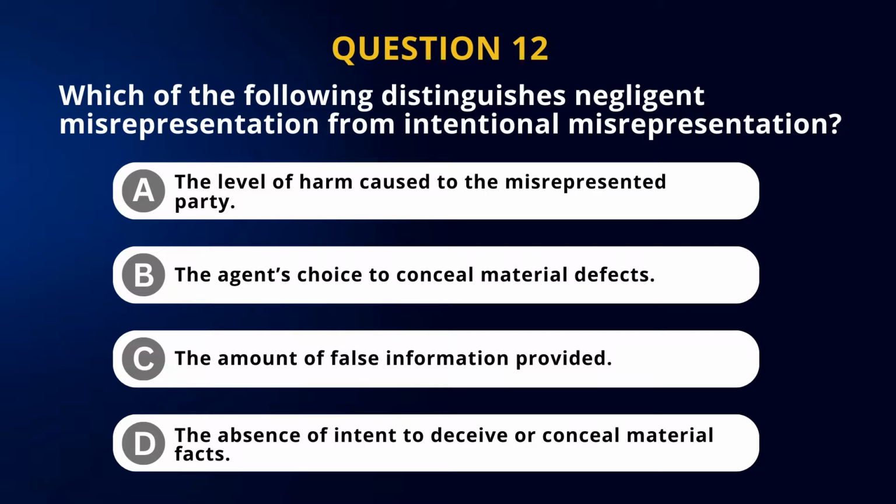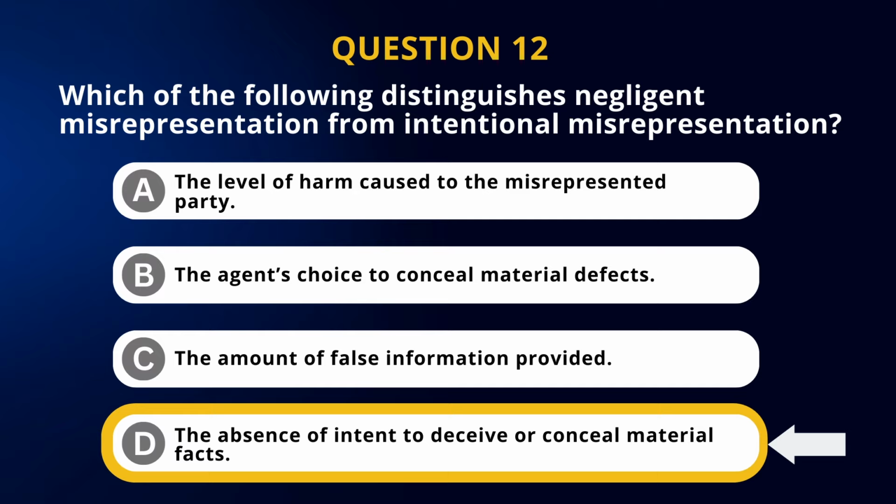And the answer is letter D, the absence of intent to deceive or conceal material facts. So you definitely want to know the difference between negligent misrepresentation and intentional misrepresentation. Many books have kind of these lists or scenario examples. This might be a scenario-based question, by the way. They might frame out something and put something in there, like was there intent to deceive or conceal or not? And was it a mistake or was it this intentional act? Okay, so you want to know those. Another good question. We'll see in the next one.